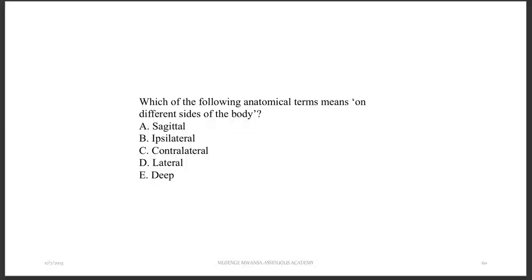Which of the following anatomical terms mean on different side of the body? A, sagittal. B, ipsilateral. C, contralateral. D, lateral. E, deep. Different sides of the body. Which one are we going to pick? Okay, Walia says C. Nasilele also says C. Any other thought? Okay, Evelyn also says C. Very good. You guys are geniuses.